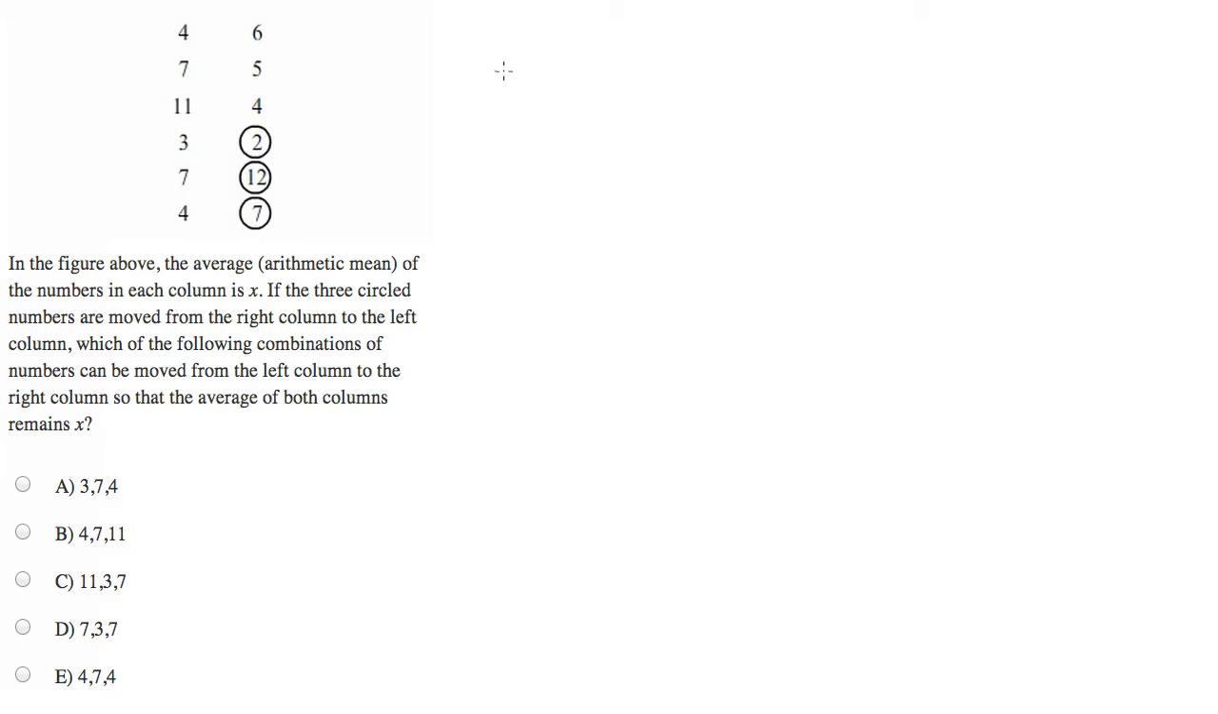Now it helps if you understand what the average formula is, and let's write that out real quick. The average formula is equal to the sum of a group of numbers divided by the number of elements that you had in your sum.